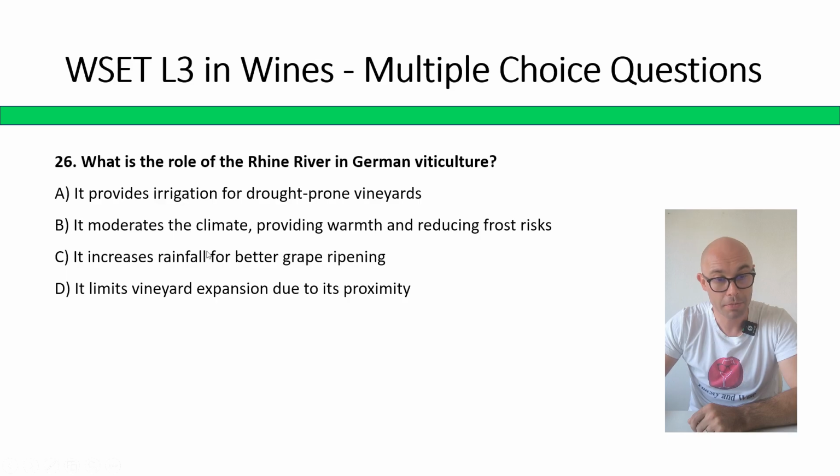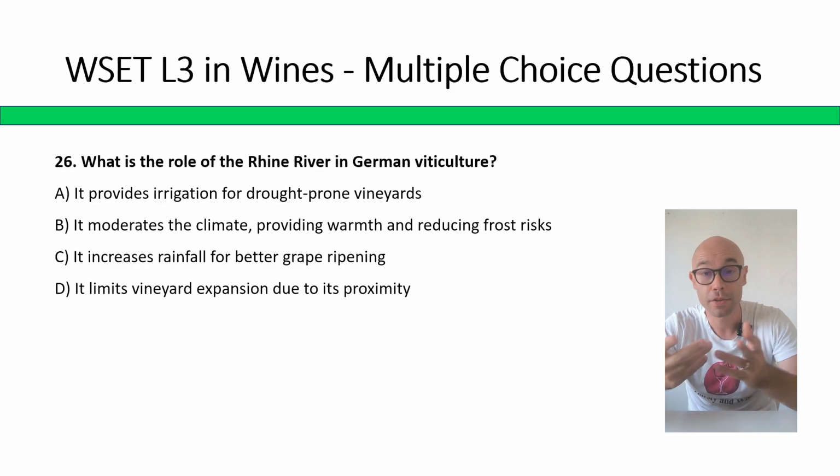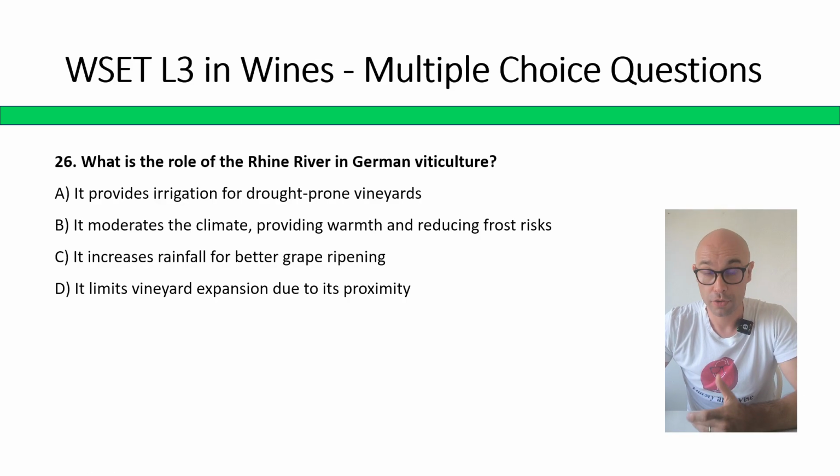It moderates the climate, providing warmth and reducing frost risk, but it also increases humidity in the vineyard, which is beneficial for noble rot wines like Beerenauslese and Trockenbeerenauslese wines.